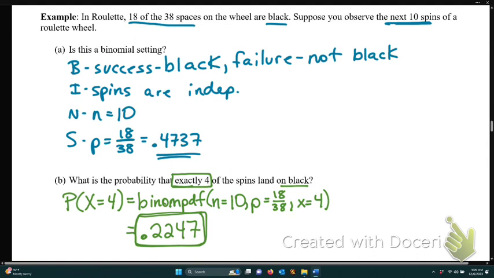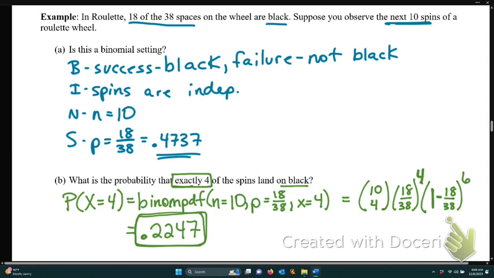So here's what it would look like in formula notation. It would be 10 choose 4. Probability of success is 18 out of 38. How many successes? Well, 4. Probability of failure would be 1 minus 18 over 38. And how many failures? 6. That is what it would look like in my formula.